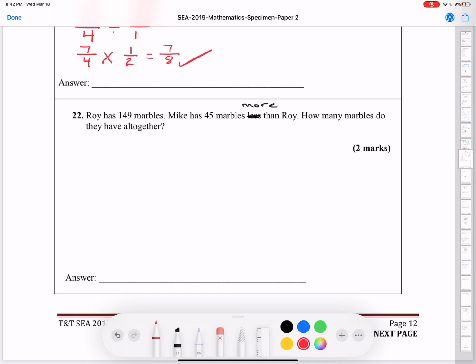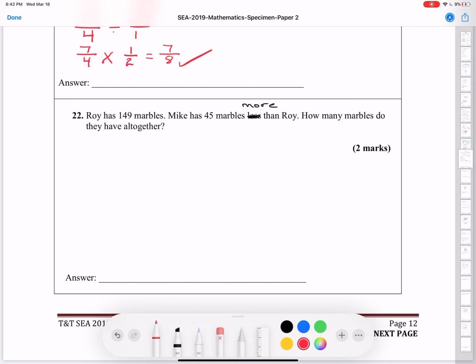I'm excited because it's time for bar modeling. And when I say bar modeling, I don't mean modeling in a bar. Make sure that's clear. Roy has 149 marbles. Mike has 45 more than Roy. How many marbles do they have altogether?